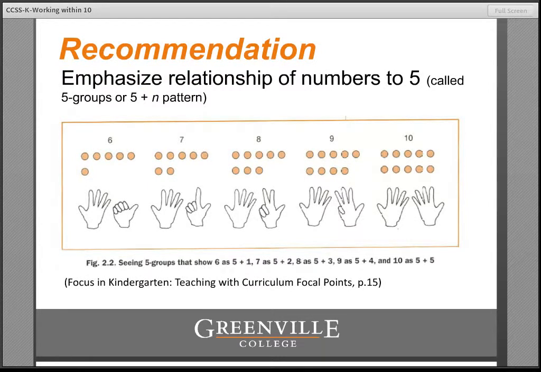So some recommendations, and this is discussed in 2 different documents that I'm referencing here. This one uses finger patterns. So the recommendation for getting around this idea that the bigger numbers run together is to use the relationship between that number and 5. This is called, in some sources, the 5 groups, and in some sources it's called the 5 plus n pattern. But it's essentially recognizing all the numbers 6 through 10 in terms of their relationship to 5. So 6 would be 5 and 1 more. 7 would be 5 and 2 more.